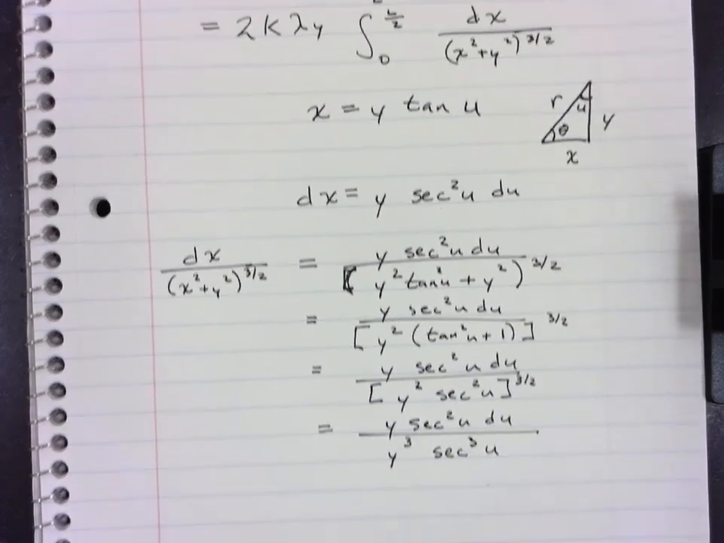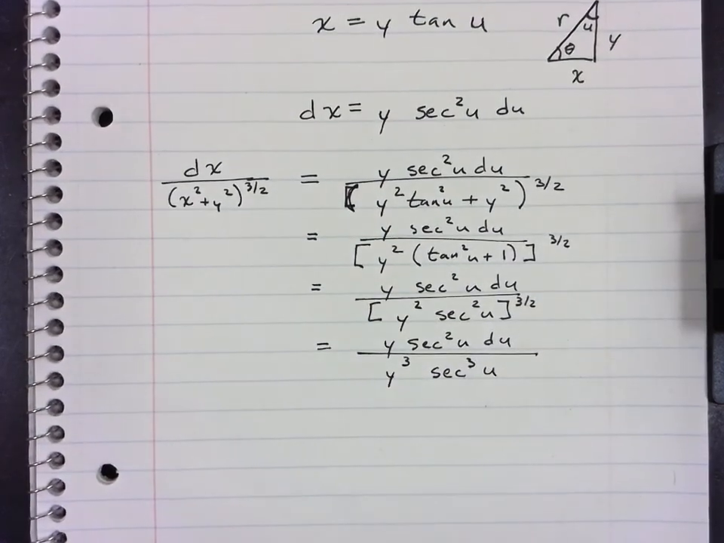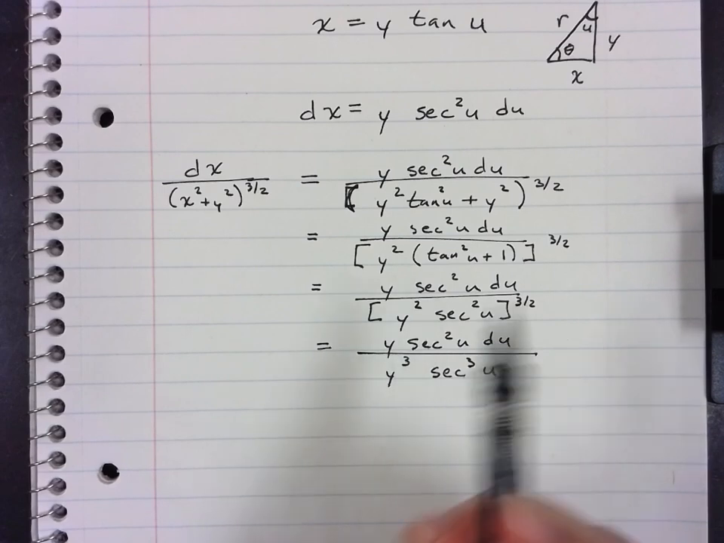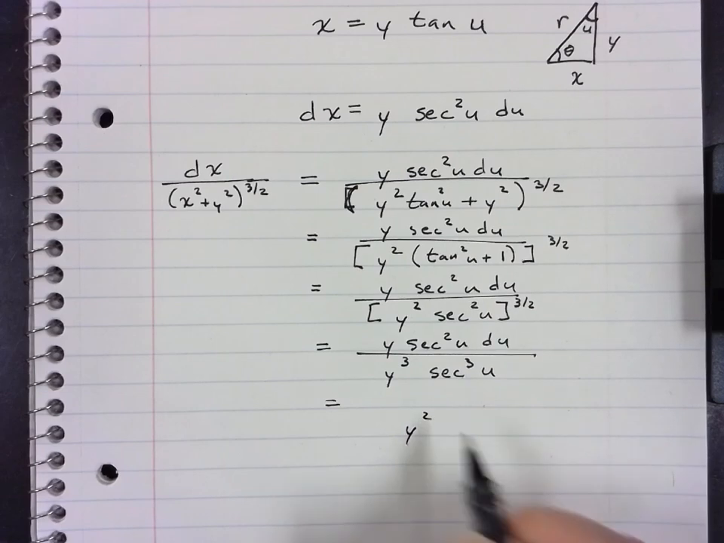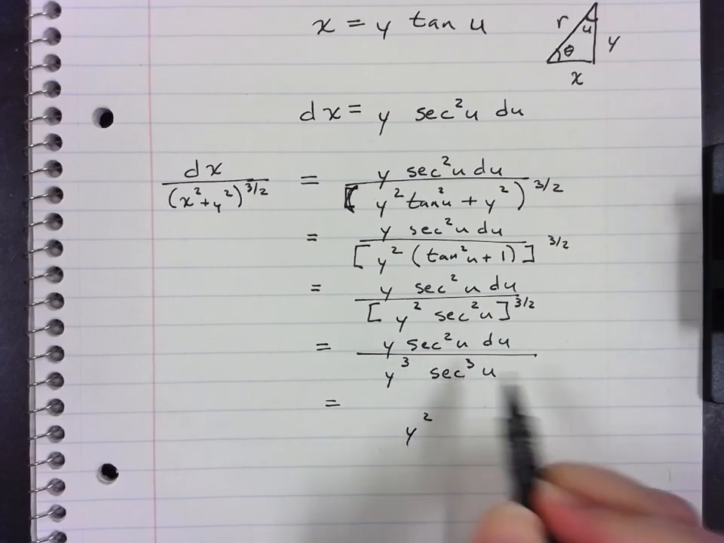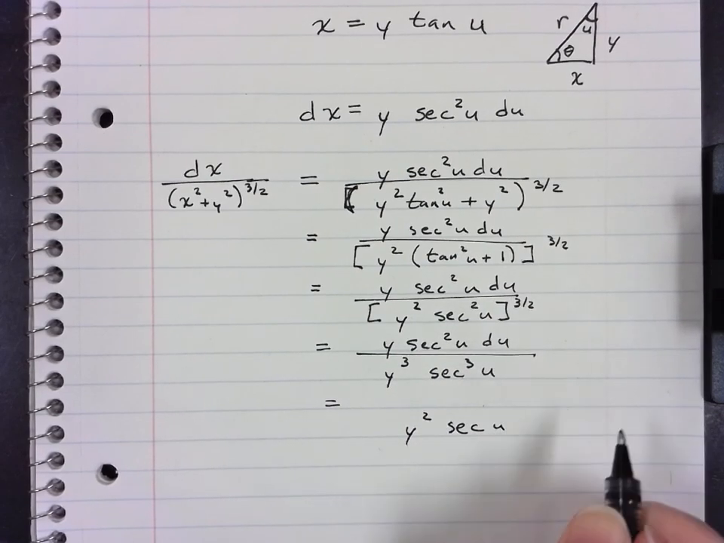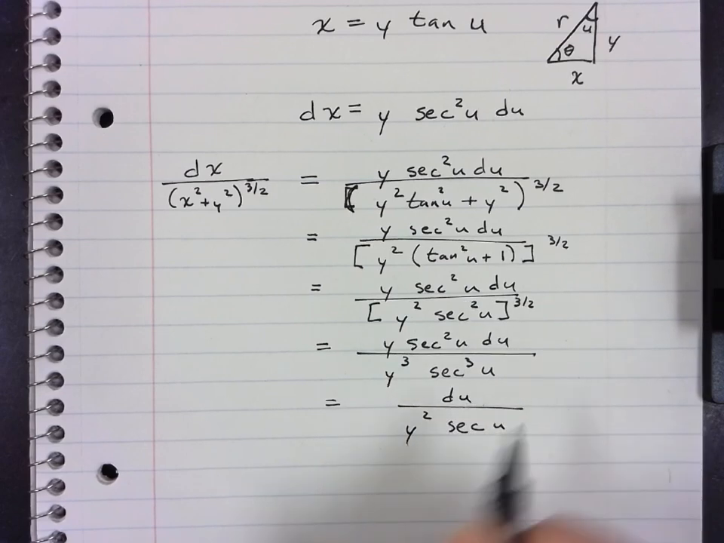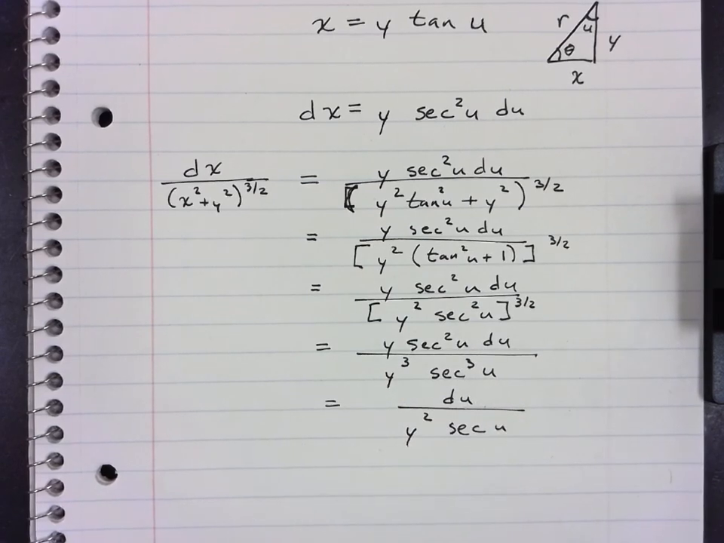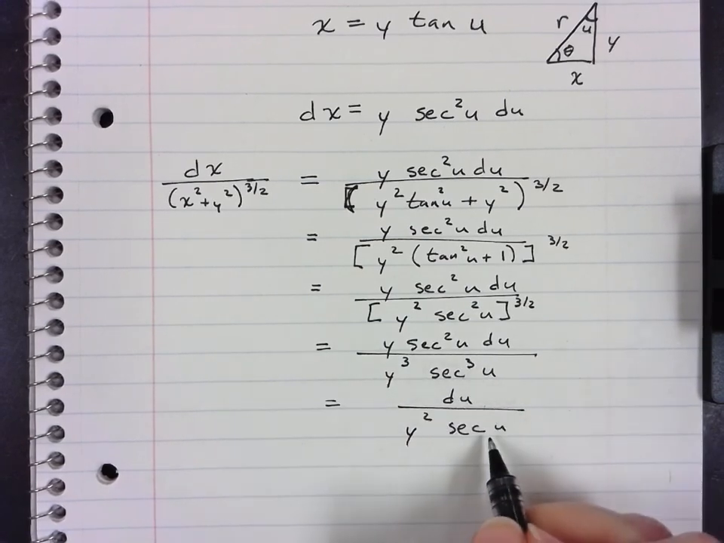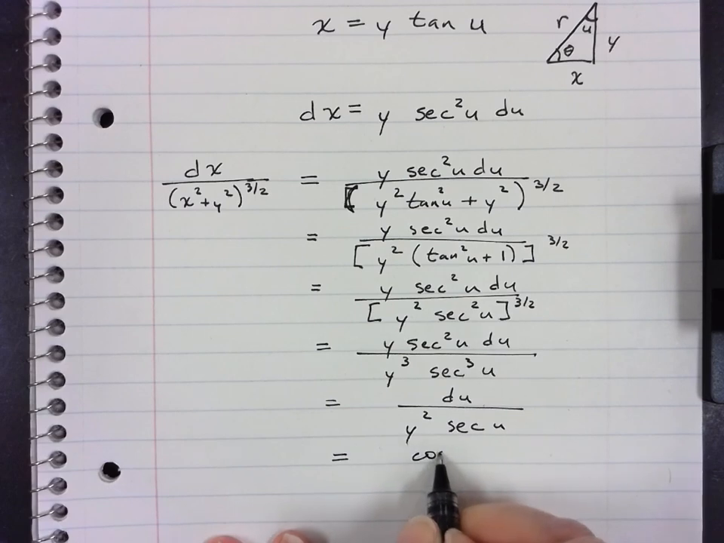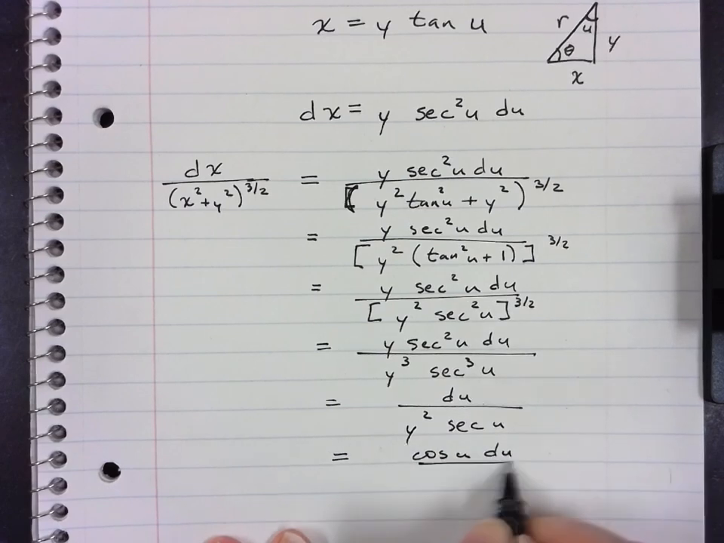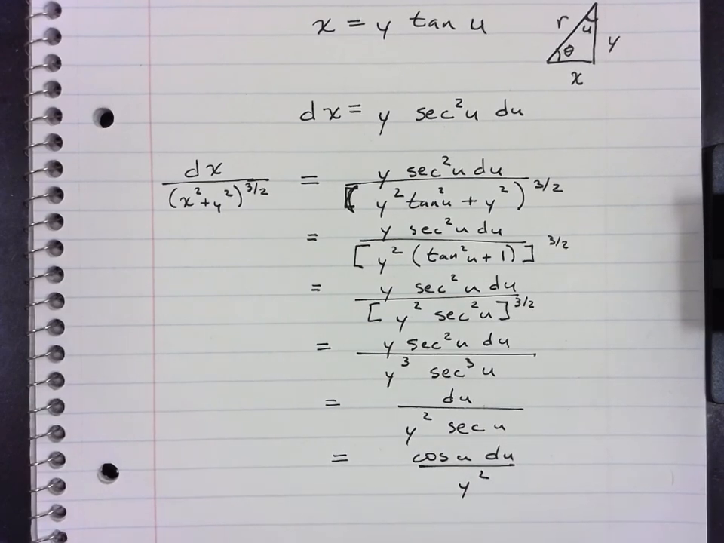And now you see why we did this. Look at how much cancellation we're going to get. So the y and the y cubed, we're just left with y squared. Secant squared and secant cubed, we're left with secant of u, and our numerator is only du. And last one, remember that secant is 1 over cosine. And so since we have a 1 over something in the denominator, I would rather write this as the cosine of u du over y squared.